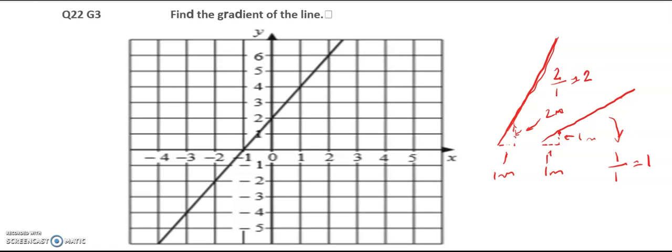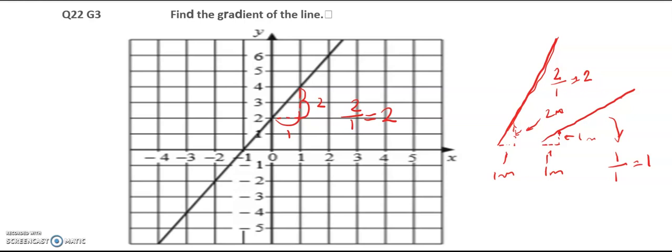So going back to the graph, this is the method of working out. For 1 unit that you go across, how high are you going? How many units are you going up, or down in other cases? So you're going 2 for just 1 here. So that is 2 out of 1, which is equal to 2. So the gradient is 2 in this case.